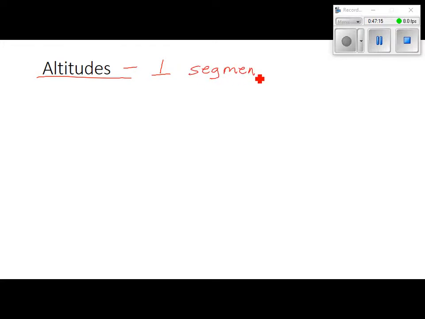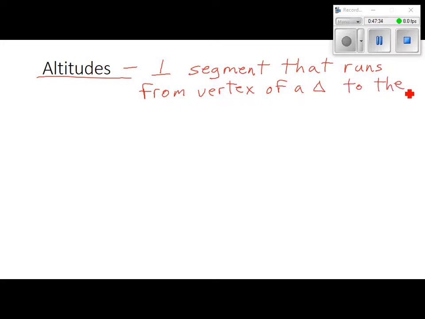Perpendicular segment that runs from a vertex of a triangle to the opposite side. So it starts at one of the corners of the triangle and it runs to the opposite side.